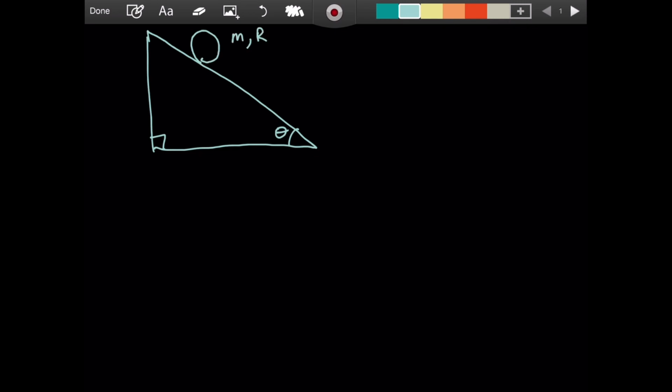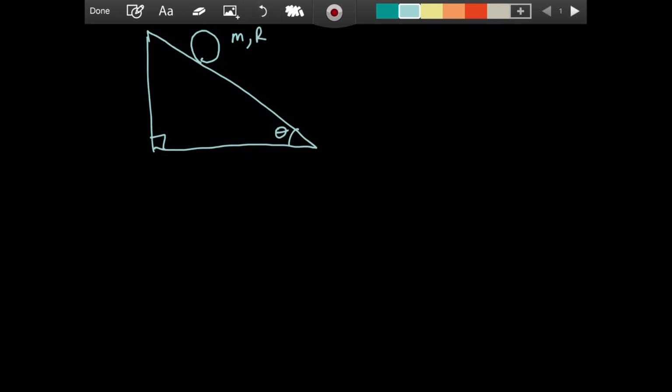Welcome everyone. In this video we will find the acceleration of a ring rolling without slipping on an inclined plane. So let me draw the incline for you. Here is the inclined plane. This is 90 degrees. And let's say that the angle of inclination is theta. And there is, as I said, a ring with mass m and radius r. So this is the radius, and that's r.